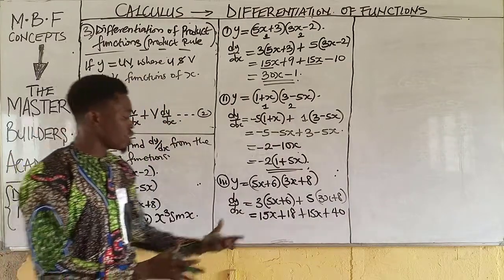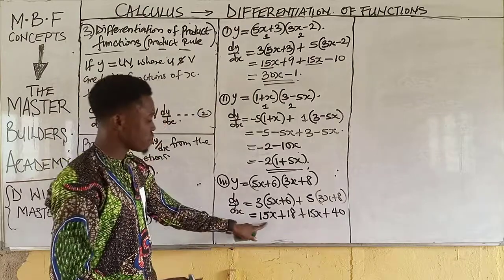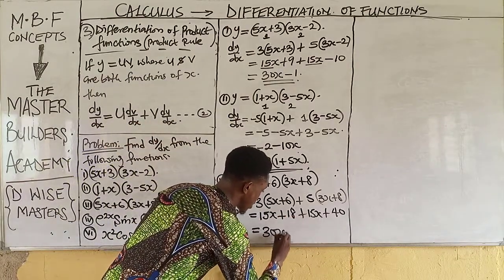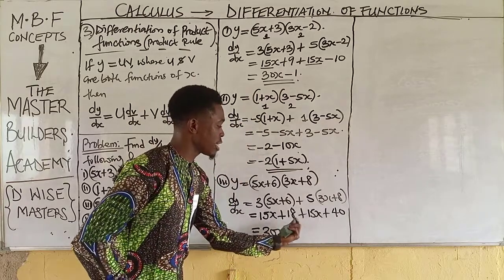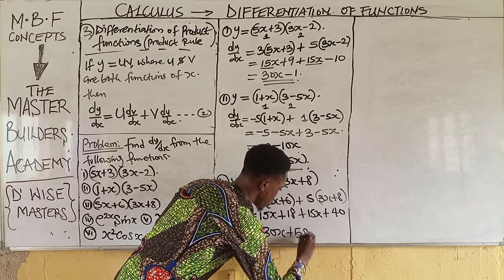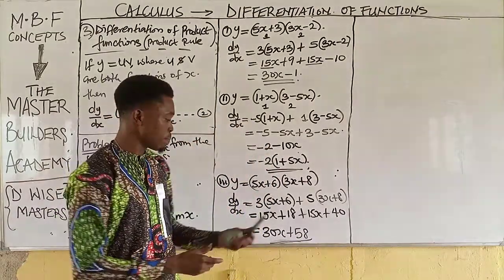All we need to do now is to add up the constants and equally add up the linear terms. So 15x plus 15x, these are giving us what? 30x. And 18 plus 40, this will have given us plus 58. We can equally factorize because 2 is common. It's as simple as this.